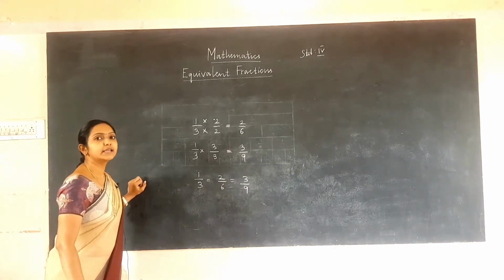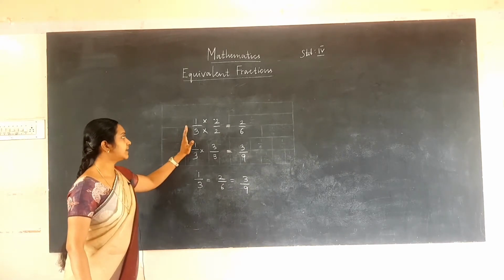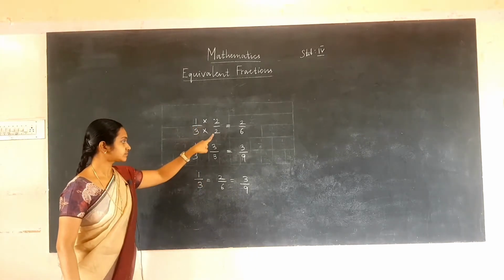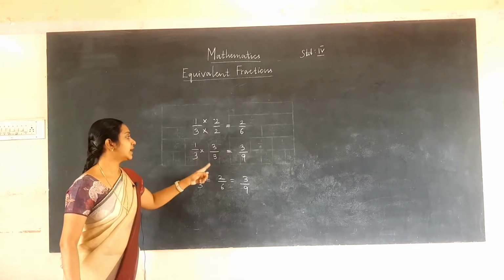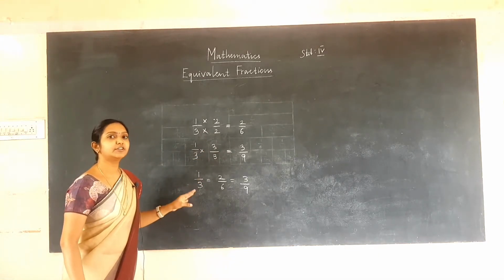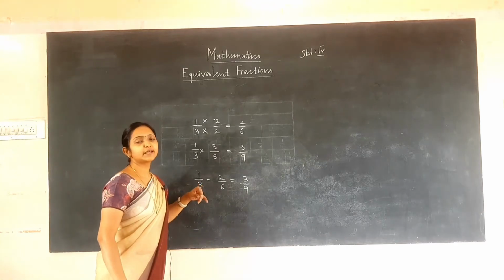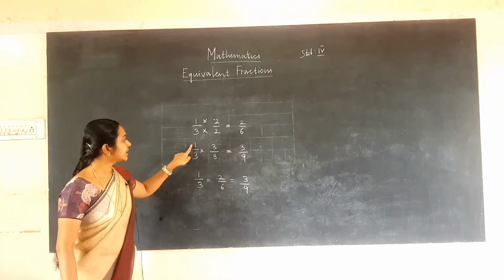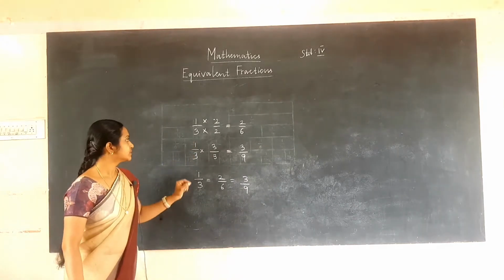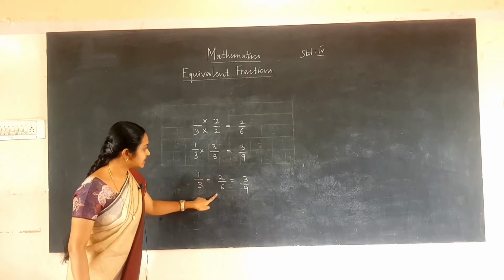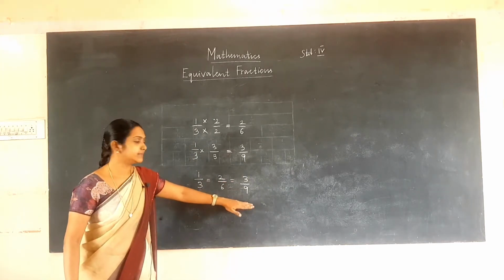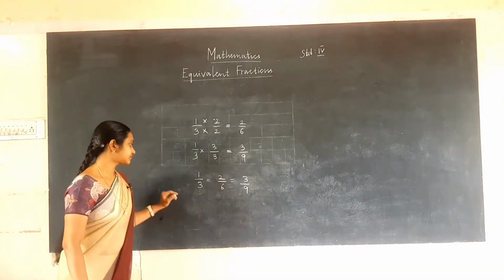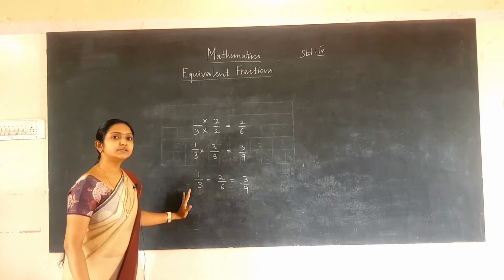To find an equivalent fraction of a fraction, we can multiply the numerator and denominator with the same number. Here we have multiplied with 2 and 3. We can multiply with any number: 3, 4, 5, 6. The thing we should remember is we have to multiply the numerator and denominator with the same number. So 1/3 is equal to 2/6 is equal to 3/9. These are called equivalent fractions. They all are equal. We have found this with multiplication.